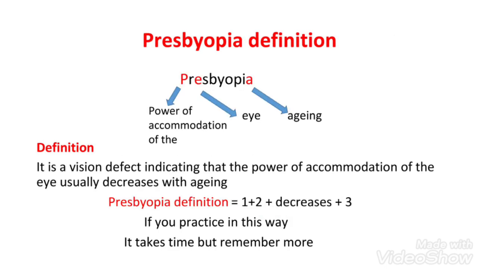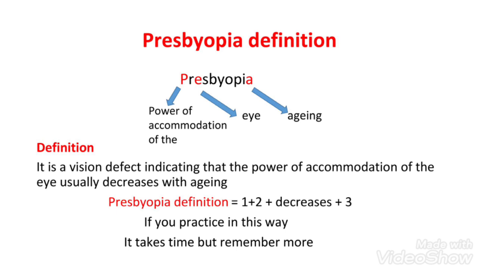Now for the presbyopia definition, this presbyopia is very good. Why? Because the definition is there in the word itself. If you observe PRES, biopia, I am taking the first letter P. P means power of accommodation of the. In the underlined letter E, E means eye. So power of accommodation of the eye.